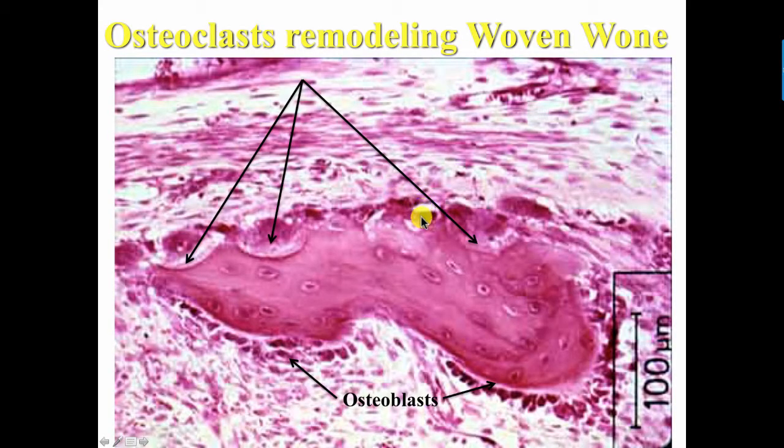This somewhat out of focus, I'm sorry, picture shows a spicule of woven bone, very disorganized osteocytes being remodeled by osteoclasts. Here, new bone is being laid down on this side by these osteoblasts, and eventually these osteoblasts will also sit on this side of the bone and fill in these Howship's lacunae with lamellar bone.